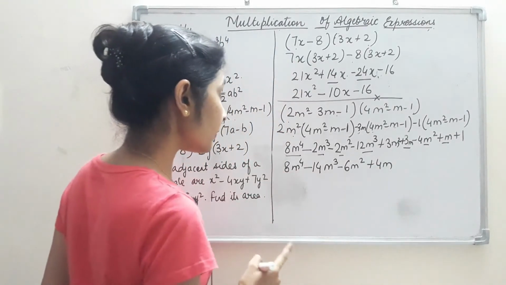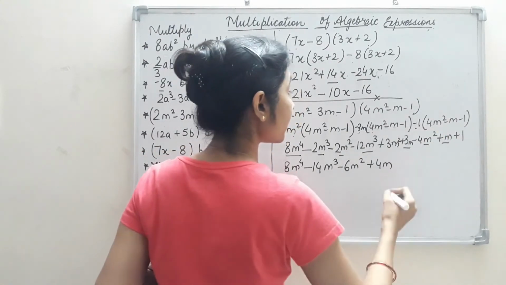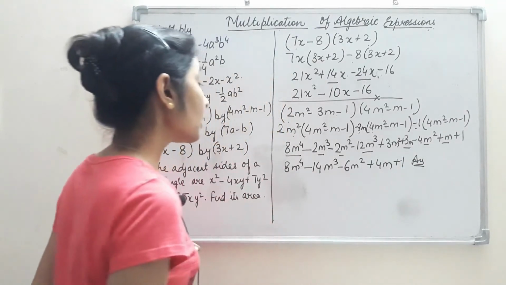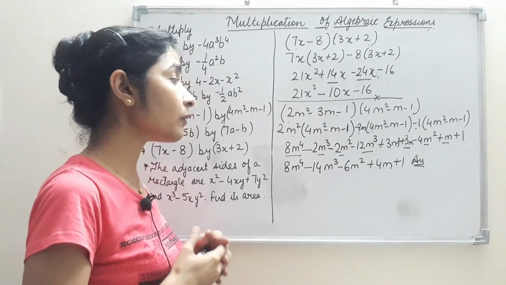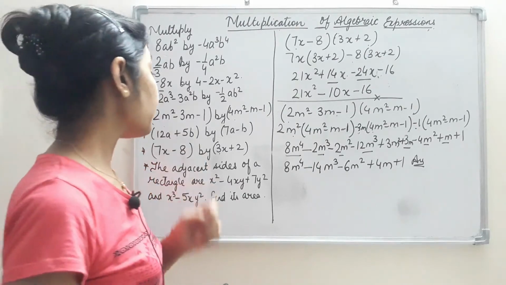Now a constant, where we are having a constant only 1, and that is here 1. 1 multiplied by 1. So here we are having positive 1. So that is my answer. 8m raised to the power 4 minus 14m cube minus 6m square plus 4m minus 1. That is my answer. Okay.